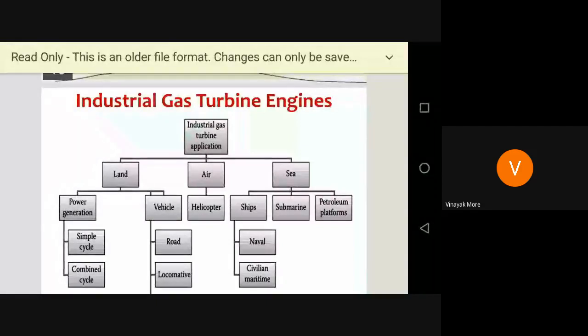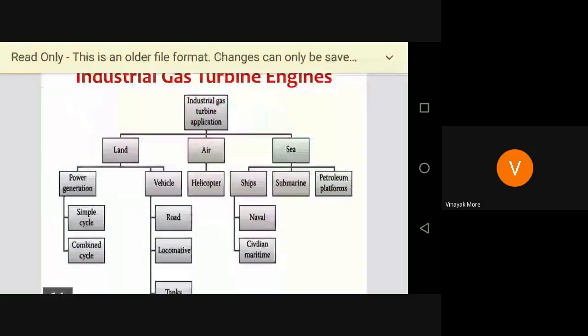Next is the vehicles. Many times you might have seen jet cars outside. The jet engines or the pulse jet engines are connected to vehicles on the road, and some racing competitions are done. On roads they are also used in locomotives or tankers. Our armed tankers are also using these gas turbines, because many times they cannot depend only on internal combustion engines. So anytime the requirement is there, they can go for the jet engines also.